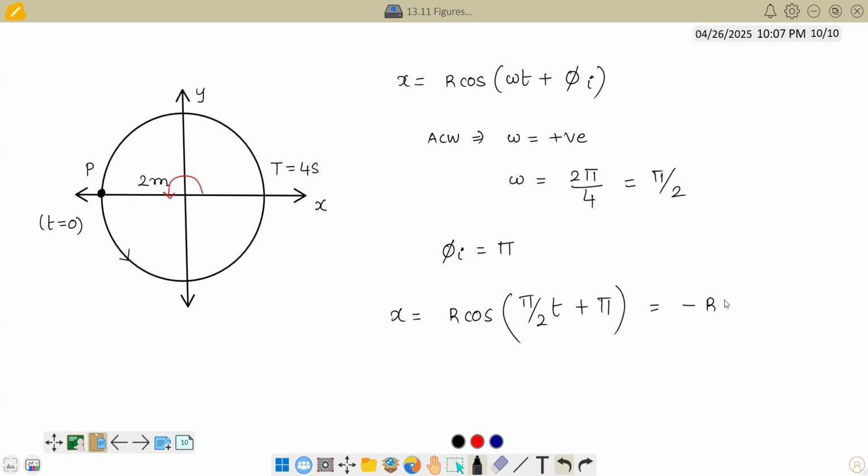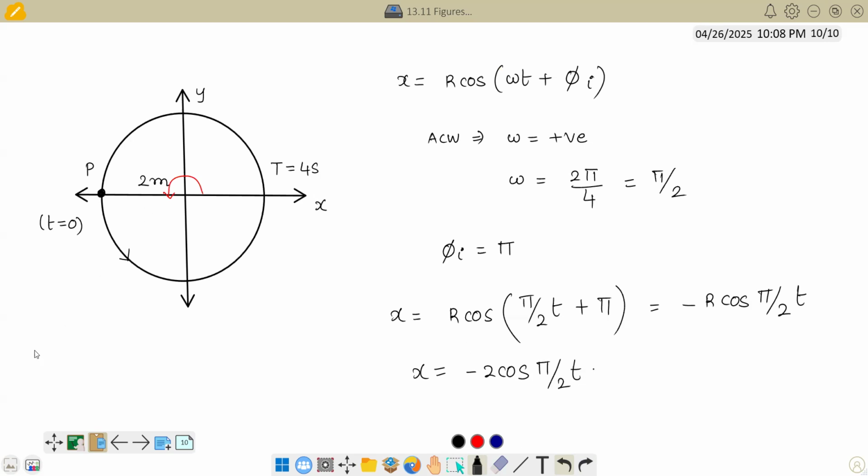So it would be minus r, sorry, 180 plus theta would be cos only. Cos 180 plus theta is cos theta. So r cos pi by 2 into t. This method is most useful if you know 180 plus theta, 180 minus theta and all that. If you don't know that, these methods won't be that useful. So this is one way to solve that.